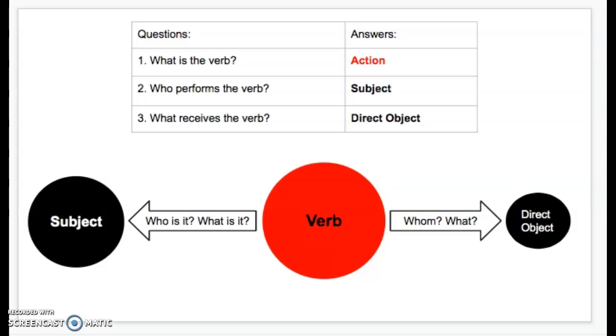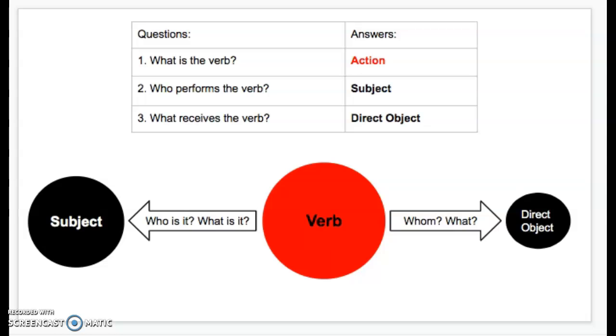So in case A1, we started to ask questions. And we always start with what is the verb? And our answer will be the action in our sentence. And from there, our second question is who performs the verb. It could be a who is it or a what is it, as our arrows point towards that first black circle, and that is called our subject. Our subject is the answer to who is it or what is it that performs the verb.